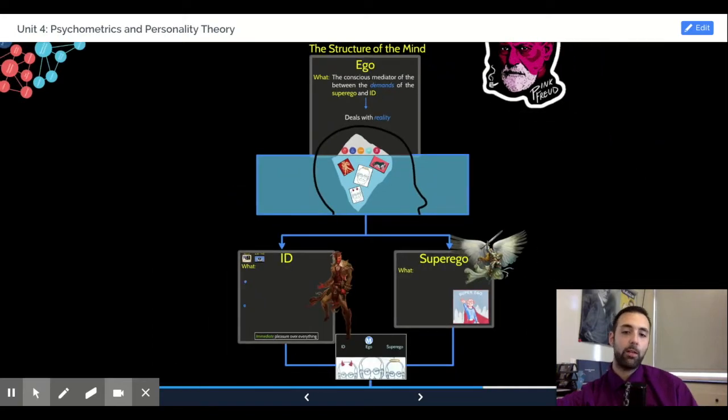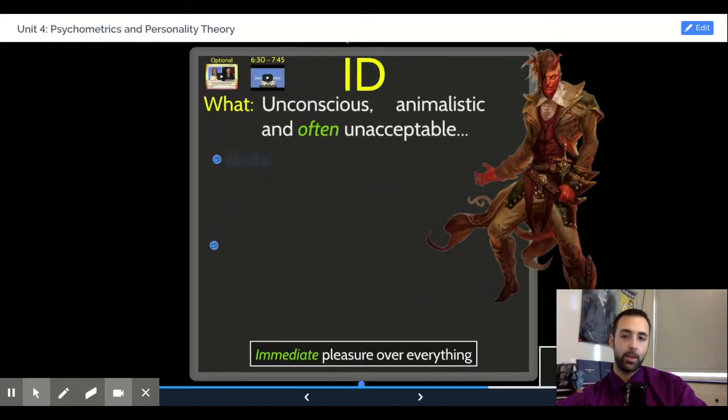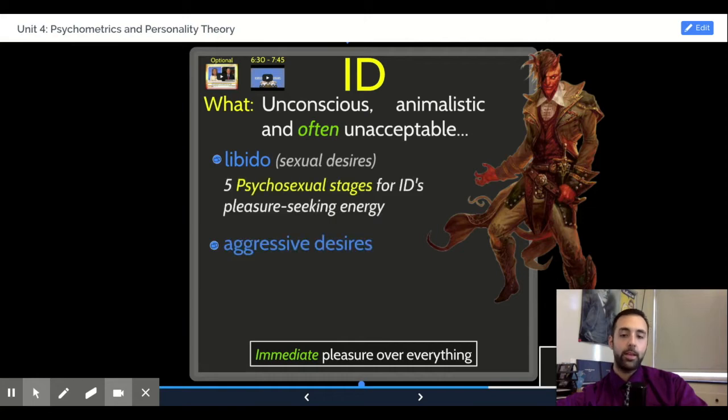Again, we'll transition now, zoom back out, and now we're going to talk about the two below the surface unconscious structures. We're going to start with the id on the left, and then we'll contrast that to the superego. The id is your unconscious, animalistic, and oftentimes very unacceptable desires. The id is what whispers in your ear when somebody cuts you off to run them off the road.